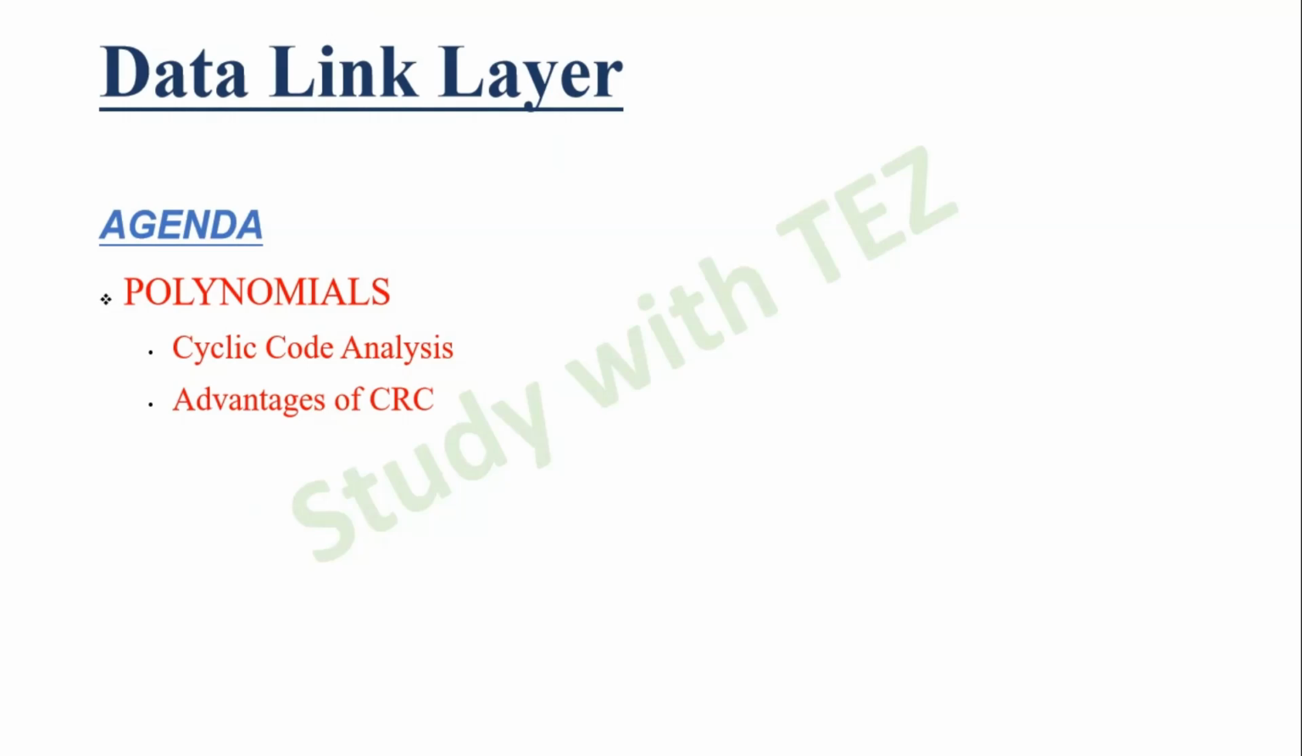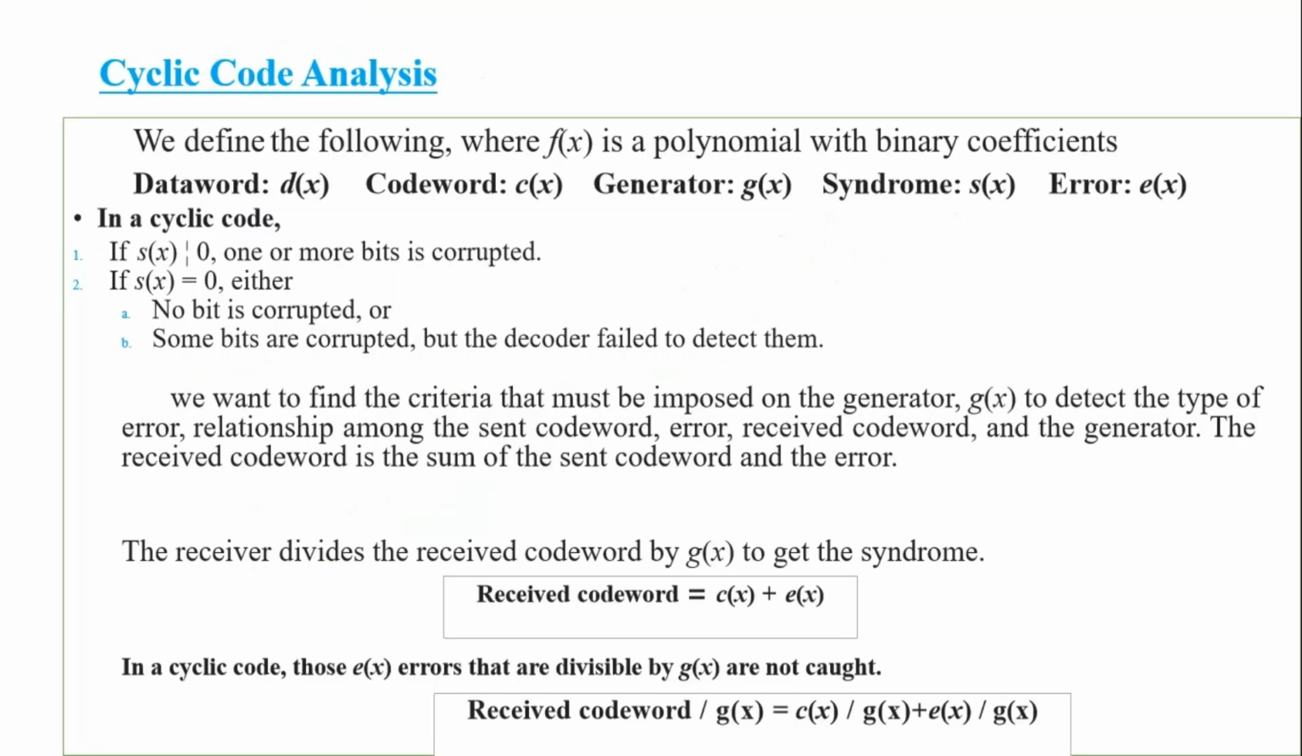Today we shall discuss polynomials and cyclic code analysis, and also I will quote the advantages of CRC. In the previous video I have already explained CRC, that is Cyclic Redundancy Check, how the encoder and the decoder work, and the process. Today we will discuss cyclic code analysis.